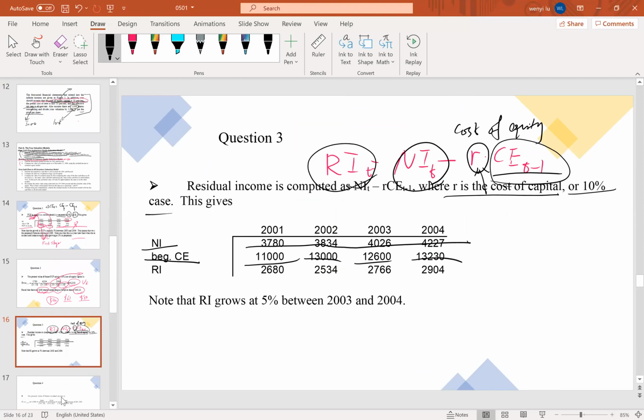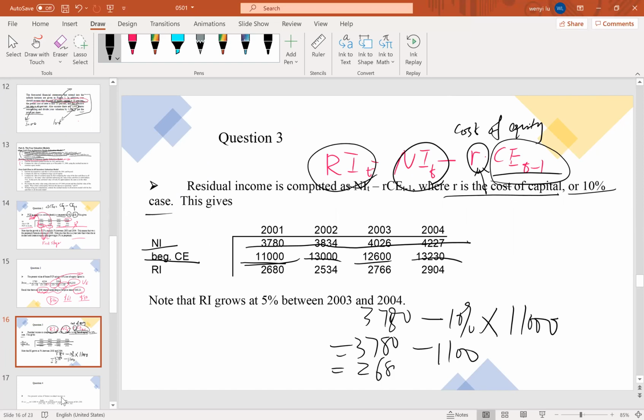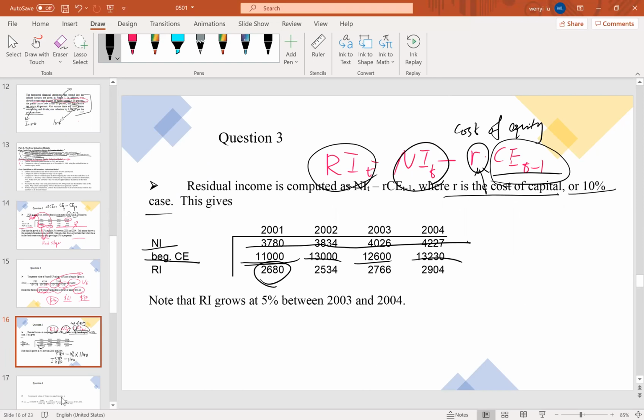So our residual income will equal the net income 3,780 minus cost of capital 10% times 1,000. So that is equal to 3,780 minus 1,100, equal to 2,680. That's where this number comes from. So we solve the residual income. Based on this residual income, you estimate our growth rate of the residual income is 5%. So you will use this growth rate for future cash flows after 2004. So we also have a two-stage model.